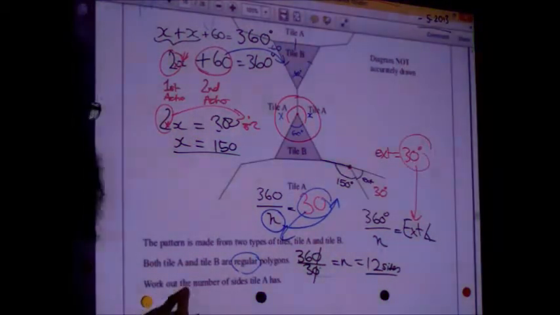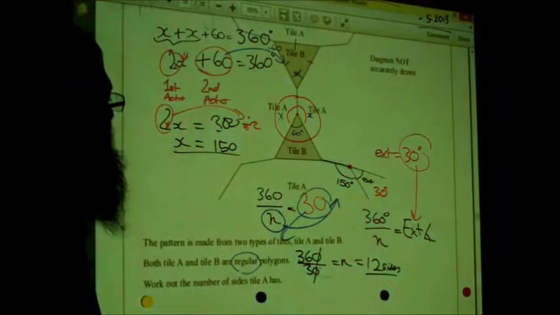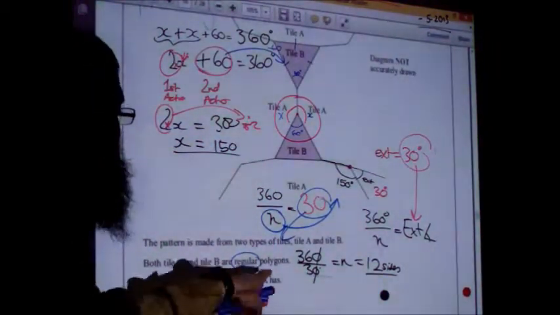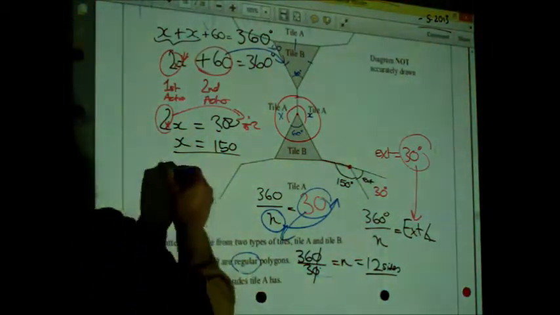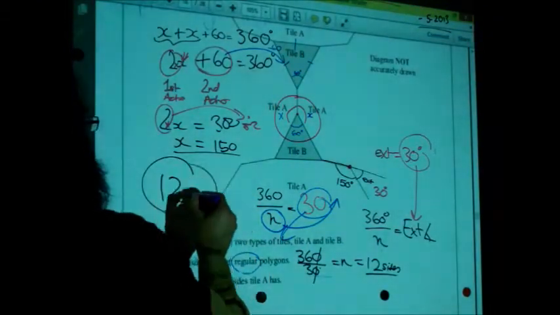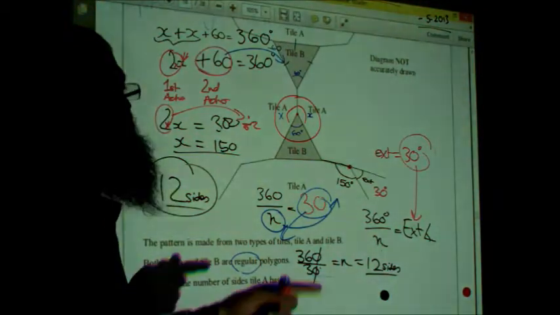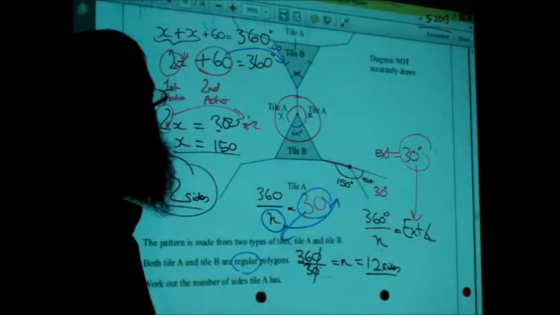Okay, the question says to work out the number of sides tile A has. Tile B, we know is 3. So tile A, which you just worked out now, is 12. So the answer to that question, and that you can't tell too easily from the diagram with half the tile shape missing.